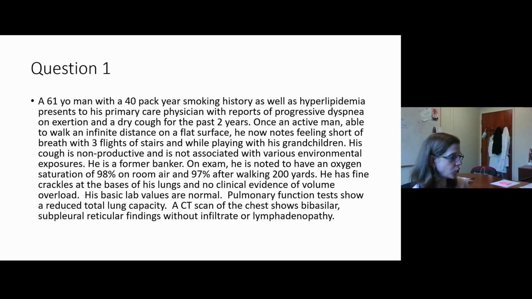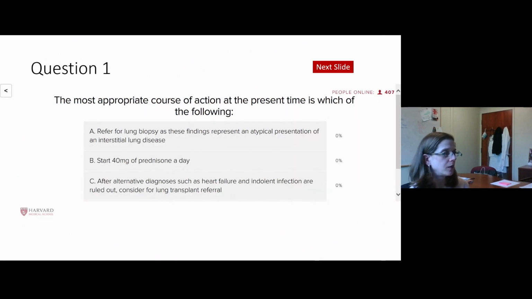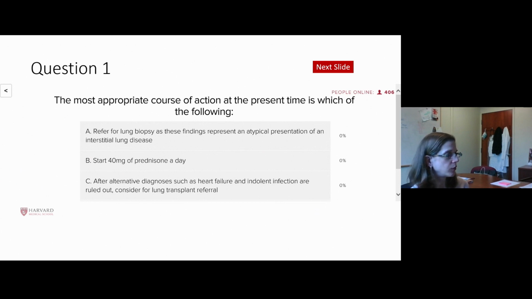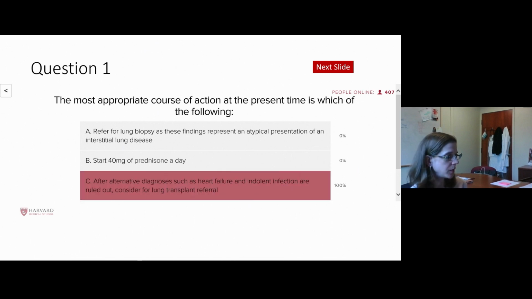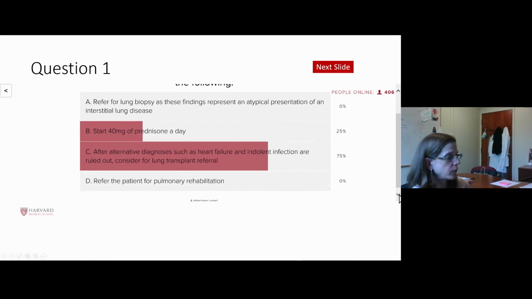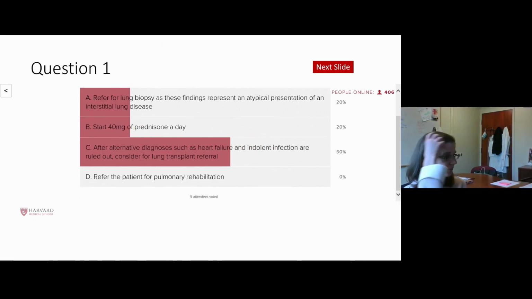Pulmonary function tests show a reduced total lung capacity, and a CT scan shows bibasilar subpleural reticular findings without an infiltrate or lymphadenopathy. What would the most appropriate course of action be at this time? Refer for lung biopsy, as these findings represent an atypical presentation. Start 40 milligrams of prednisone. Consider referral for transplant after you've ruled out a cardiac component, or refer the patient for pulmonary rehabilitation.